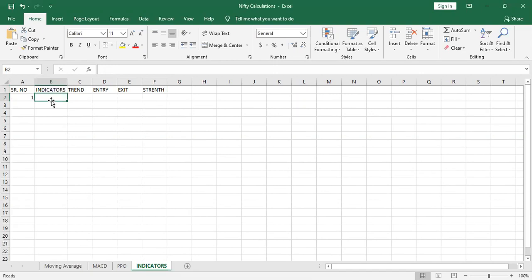The first is triple moving average crossover. This will indicate trend, then yes. This will be used for entry, yes. This will be used for exit, yes. The strength of the asset, the answer is no. It cannot show the strength of the asset.